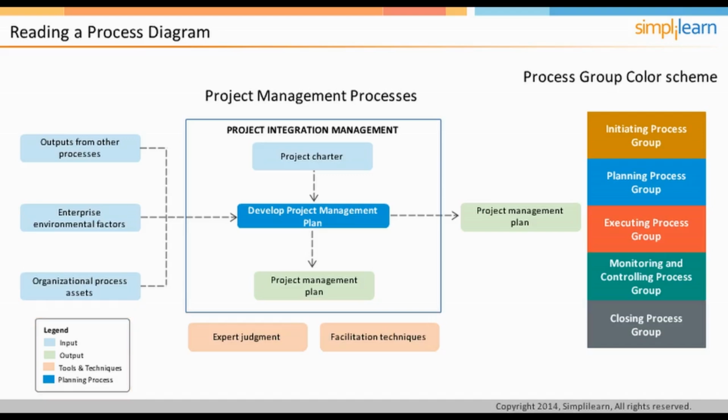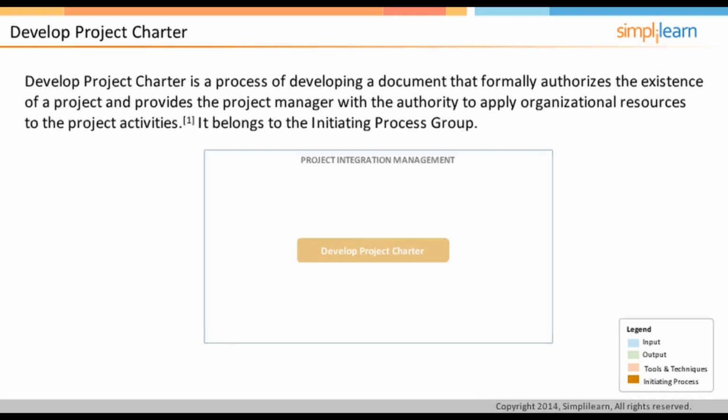The process group affiliation is also indicated in the text of the description. It is important to understand the process group context to appreciate what the process does. In the next screen, let us look at the Develop Project Charter process. Develop Project Charter is an initiating process.